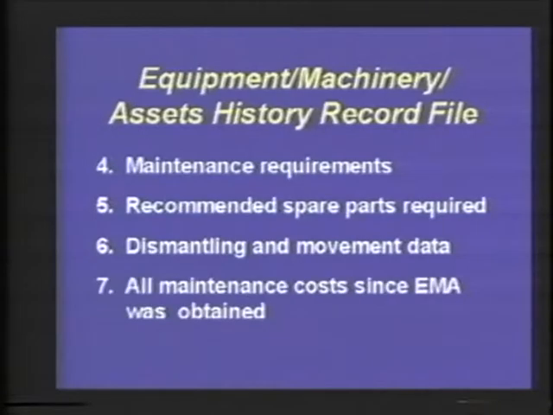Item 7 is all maintenance costs since the equipment, machine, or asset was obtained, and naturally those maintenance costs would actually be developed for Module 9, which is the financial module of the maintenance management program. Now, items 8 and 9 and so forth would pertain to any other information that you feel is necessary to support the history record file for your assets.